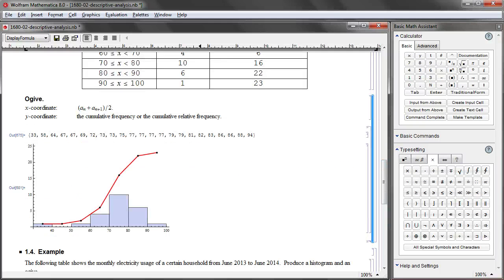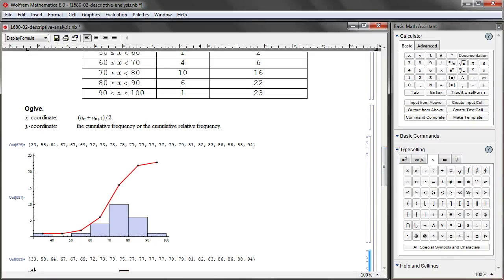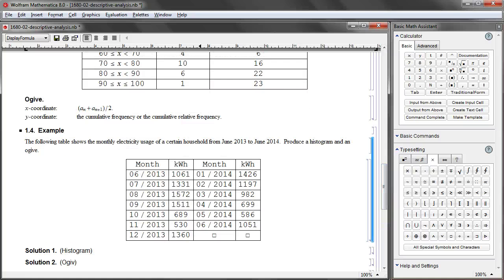Let's go ahead with an example. The following table shows the monthly electricity usage of a certain household from June 2013 to June 2014. Produce a histogram and an ogive.